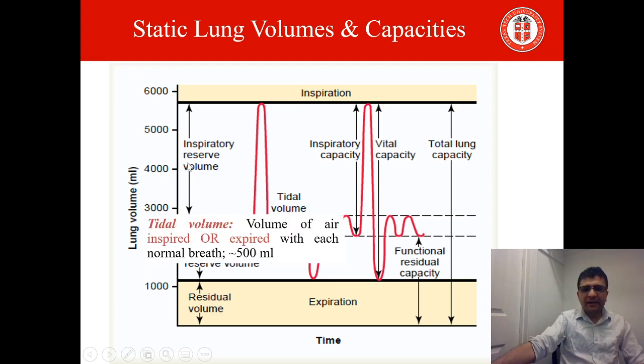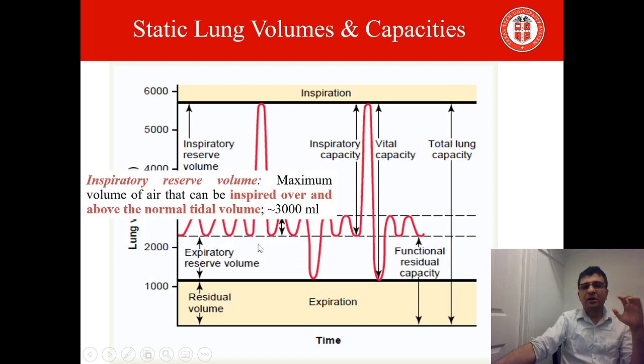So the first one is the tidal volume. This part is the tidal volume. It's the volume of air which you breathe in or out. It's not 'and'. So it can be this part or it has to be this part. So this is TV or this is TV. So once you inhale normally, once you exhale normally, this is the tidal volume and it's around 500 ml.